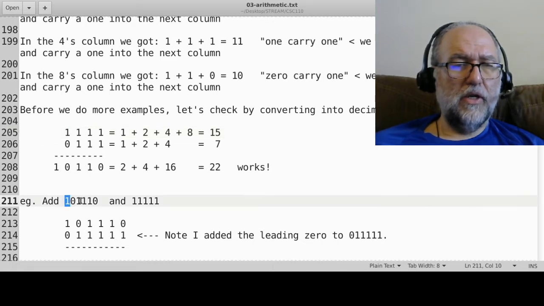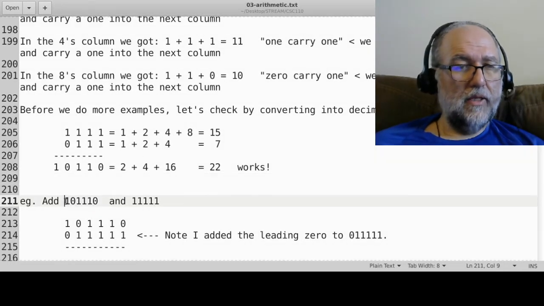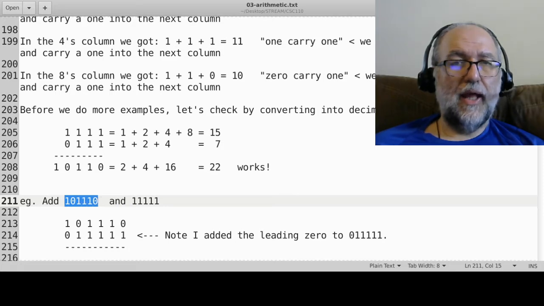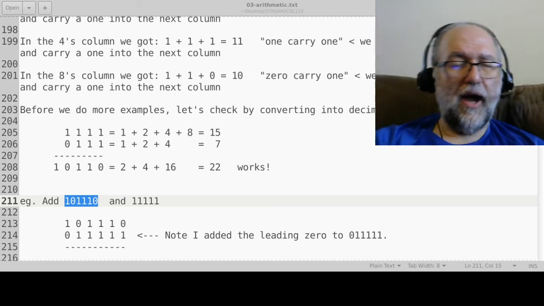Or here's another one. How would I say that out loud? I won't try to even do it in decimal. I will just say the number is 1 0 1 1 1 0 like that. So that's one way to stop your mind from going off into decimal.